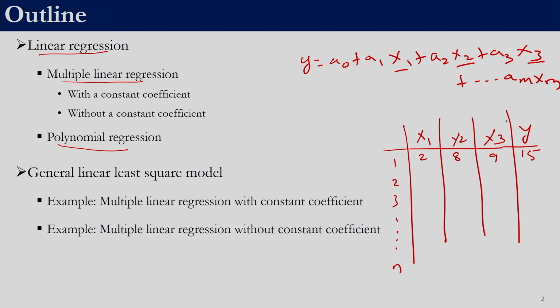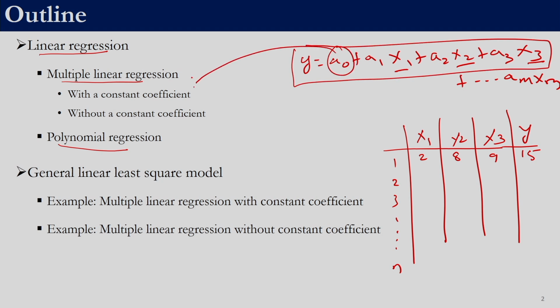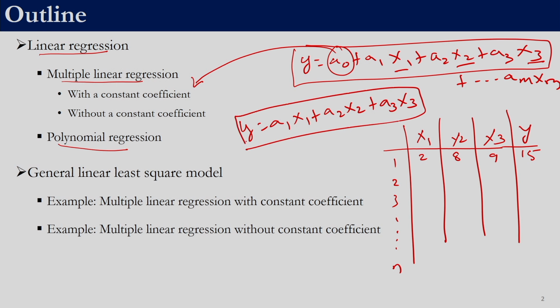Our task is to fit a model y is equal to a0 plus a1 x1 plus a2 x2 plus a3 x3. We can either fit this type of model, wherein we have a constant coefficient, so we will discuss that first, or our model can also be y is equal to a1 x1 plus a2 x2 plus a3 x3. Here we do not have a constant coefficient, so we will also discuss that case. That is what we are going to do in multiple linear regression.